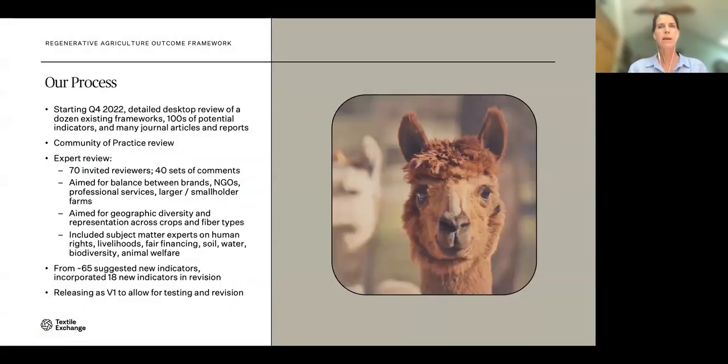Just to recap our process, we have tried to make this as collaborative a process as possible, starting with that very detailed desktop review of existing frameworks. And in February of this year, we took this into an initial review through the community of practice, Textile Exchange Regenerative Agriculture Community of Practice. Then from March through May, we conducted a very detailed expert review with over 70 invited reviewers and 40 sets of detailed comments, aiming for a balance of stakeholders across sectors, across geographic areas, crop and fiber types, and balancing expertise from a range of disciplines. From the comments, we pulled in 18 new indicators. So as I mentioned, this has already been greatly strengthened by your suggestions. And we're releasing this as a V1 today to emphasize our commitment to ongoing testing and evolution.